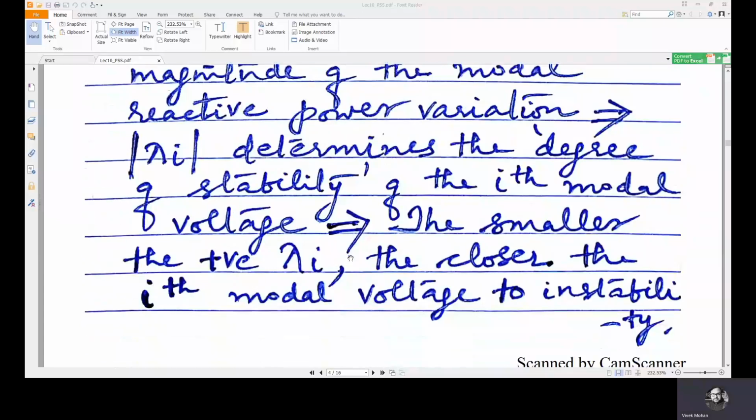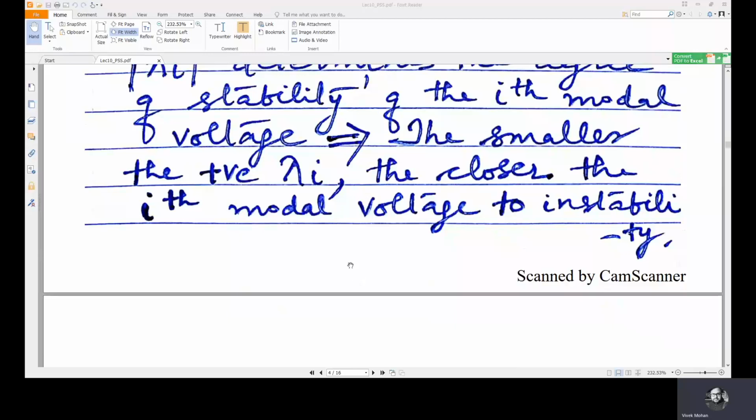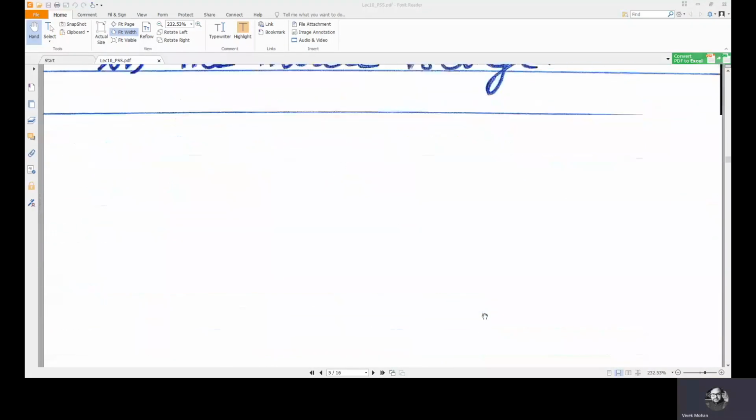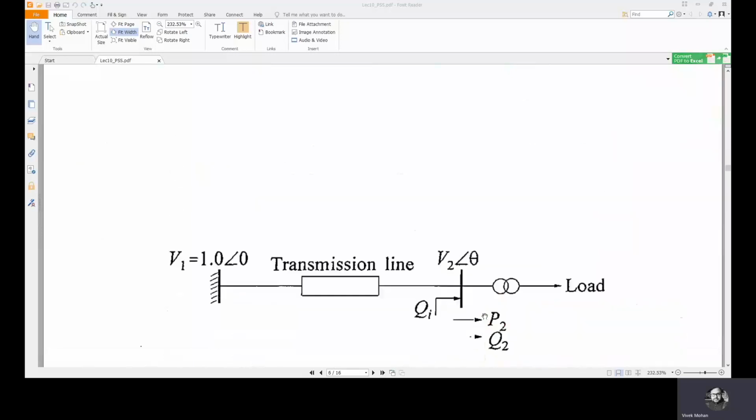Now, the smaller the positive lambda I, the closer the ith modal voltage is to instability. That means the voltage unstable point is nearer. We have already seen the extent of sensitivity. Then when lambda I equals 0, the ith modal voltage collapses because any change in the modal reactive power causes an infinite change in the modal voltage. The same points which we have discussed are written here.